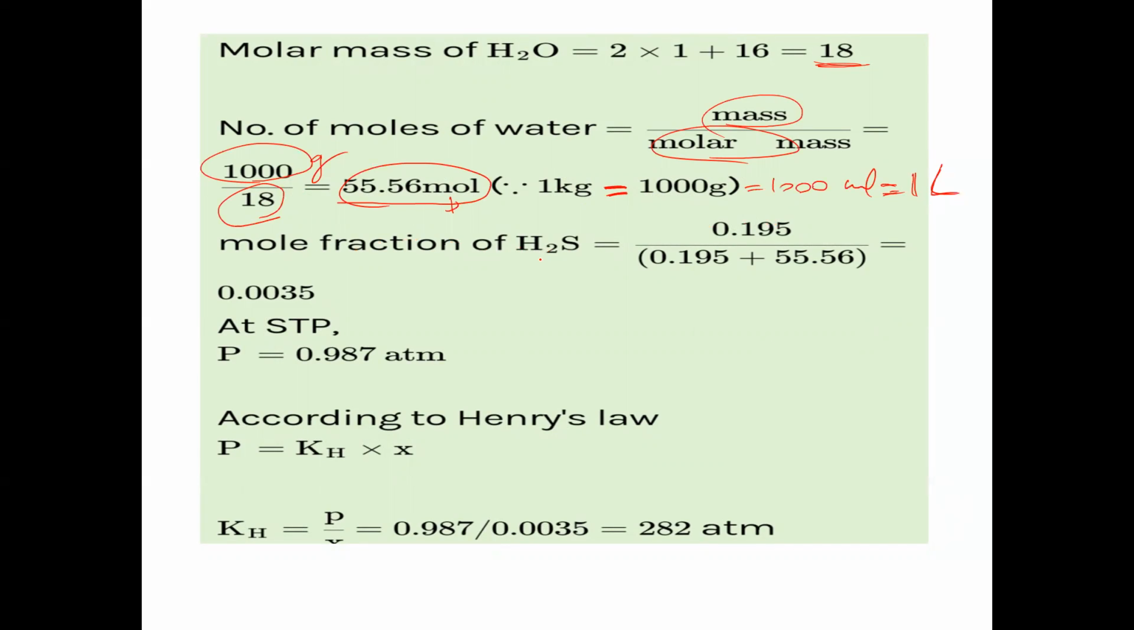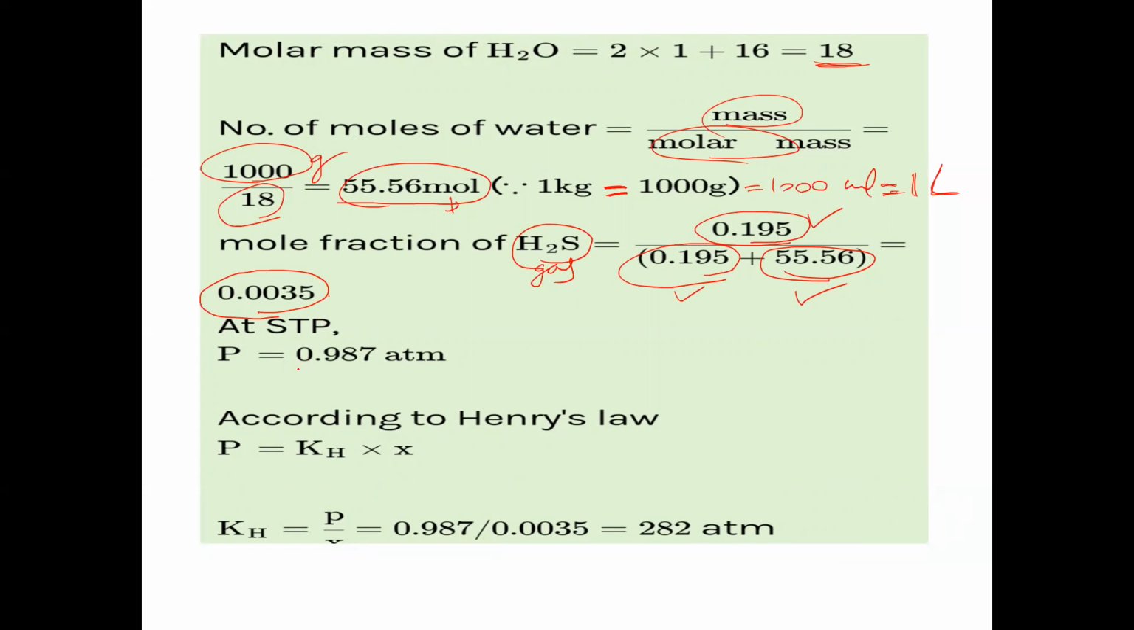Like this, the mole fraction of H2S gas is equal to the number of moles of H2S divided by the number of moles of H2S plus the number of moles of water. This will be equal to the mole fraction, 0.0035. So 0.0035 is the mole fraction of H2S gas in water at STP. We have understood this here.